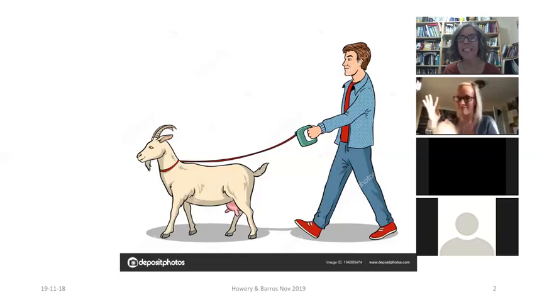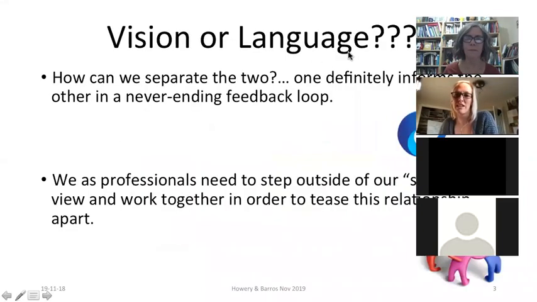So which hat are you wearing, and which lens are you looking through? It's such a great example of why we are here today. I can look through the list of participants, and I know that we're well represented in vision and in AAC and SLP, because we're trying to sort this out. So the issue then, to follow up on Maren, really becomes vision or language. How can we separate the two?